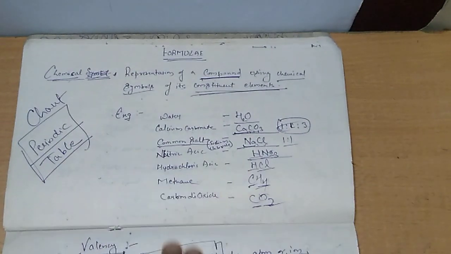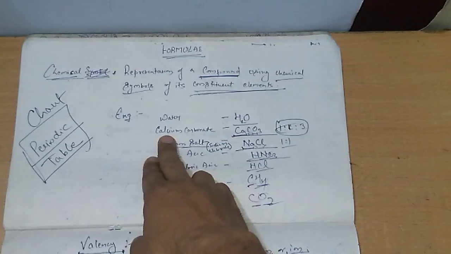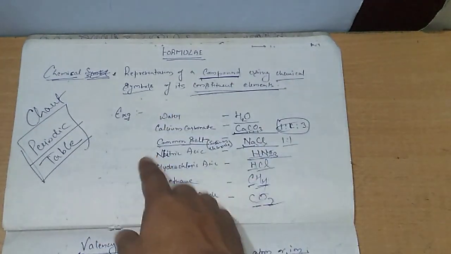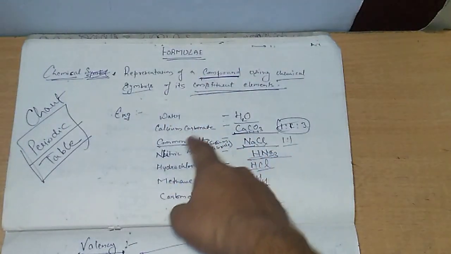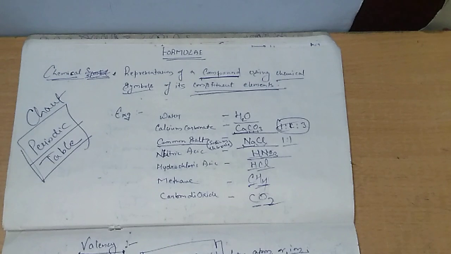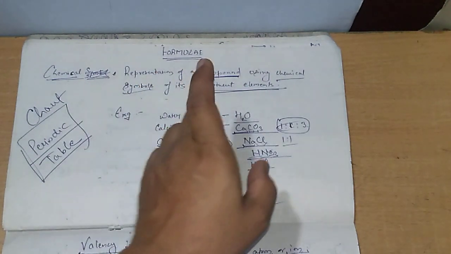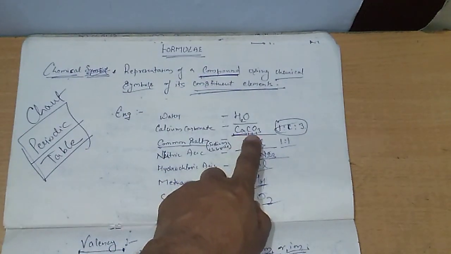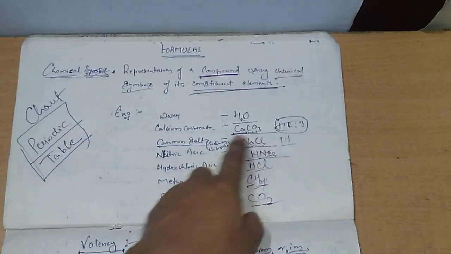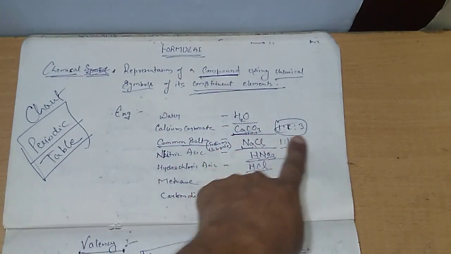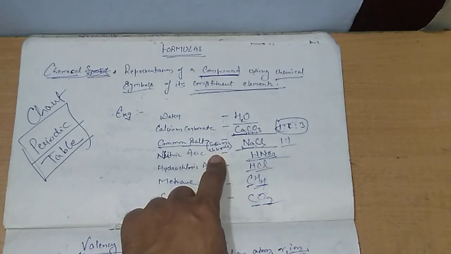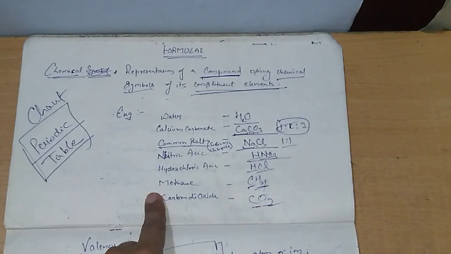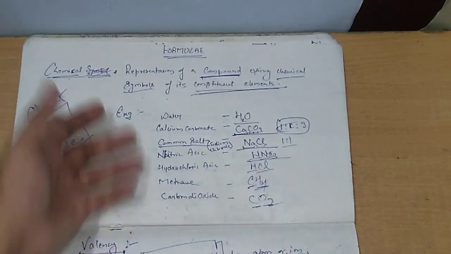Here we have discussed a few examples: water, H2O, and calcium carbonate, CaCO3. In this, there are calcium, carbon and oxygen in a definite proportion, so it forms a compound. These three elements are chemically combined, and when they are chemically combined, we have to write a formula which has all its constituent elements, like calcium, carbon and oxygen. But their proportions are fixed. Common salt, sodium chloride, NaCl. Nitric acid, HNO3, hydrochloric acid, HCl, methane, CH4, carbon dioxide, CO2. These are examples of formulas.